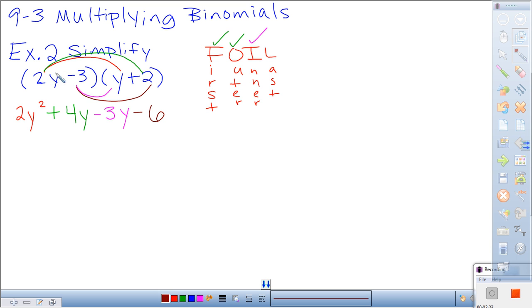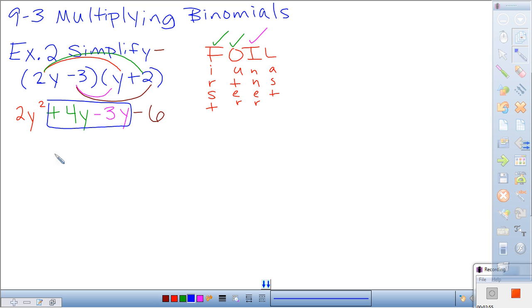As you can see, we have successfully multiplied 2y times everything in this set of parentheses and negative 3 times each term in this set of parentheses. So everything's been multiplied together, and we have satisfied what they've asked us to do. However, we're not done yet because they told us to simplify. So if we can, we need to simplify this polynomial. And I see two like terms, so we need to combine these two like terms.